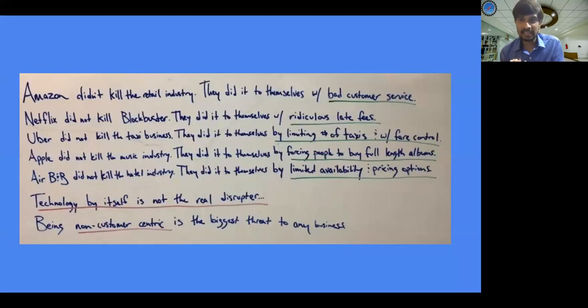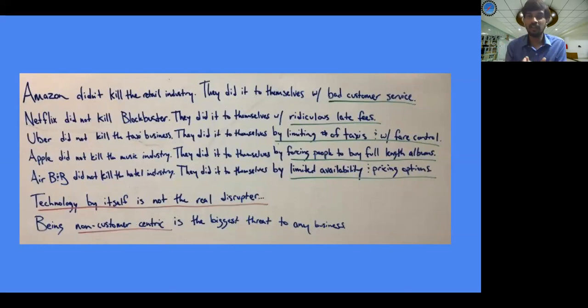Uber did not kill the taxi business. It's because of the fare control. If you go to cities like Bombay and even here, the auto guys are really tough to handle. So there was price regulation, which Uber and Ola brought. Apple did not kill the music industry. If you remember, Apple came up with Apple Music, iTunes. So now it's different; many of them use iTunes. Airbnb has a very nice story, I'll tell you sometime later. They did not kill the hotel industry because of limited opportunities. They actually came up with pricing options, the look and feel of the room, and things like that. So technology by itself is not a real disruptor if it is non-customer centric.